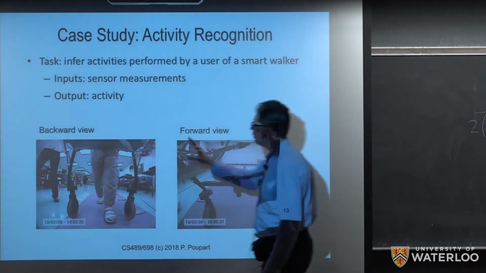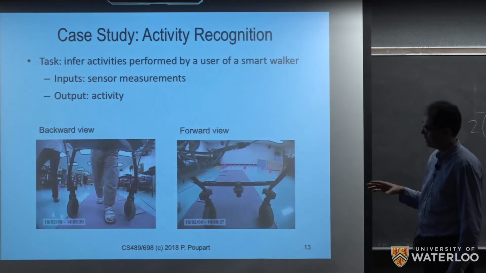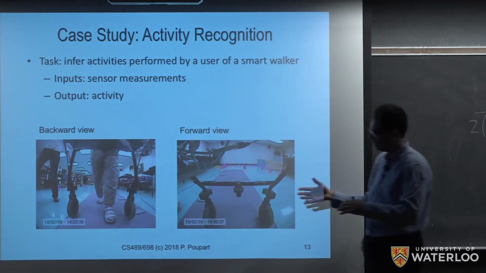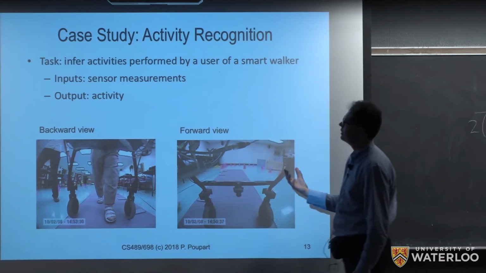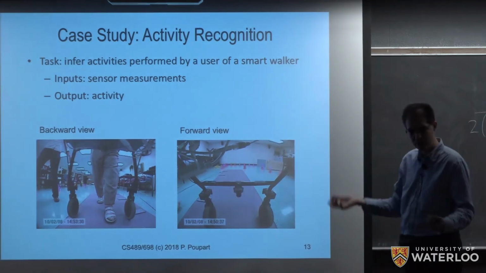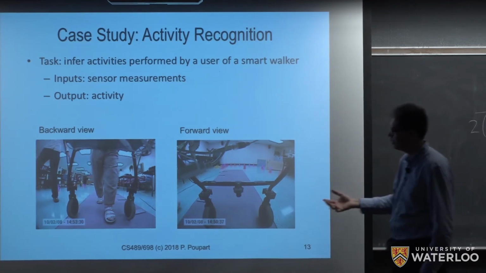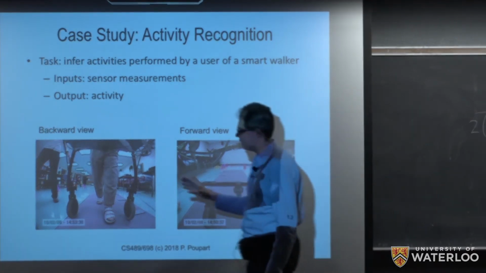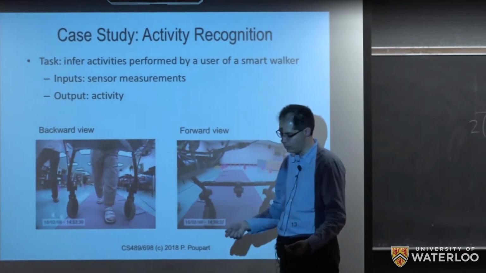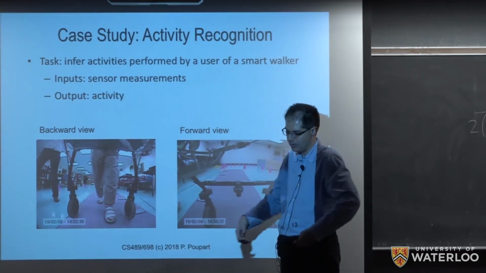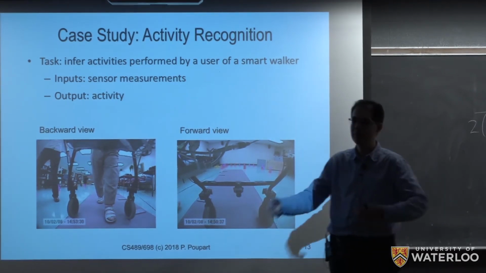Okay, so let me quickly go through a case study. So this was some research that I did here with some students many years ago. So this was in the context of activity recognition, and then we used some hidden Markov model to infer the activities that were performed by a user. So here the idea is that let's say we've got some users of a walker. So a walker is a device that is used often by older people or otherwise injured people to help maintain balance.